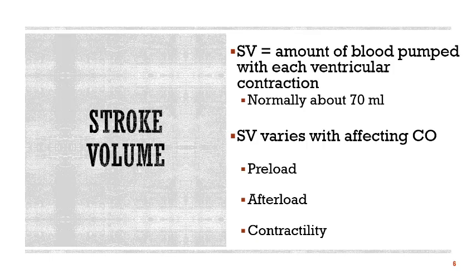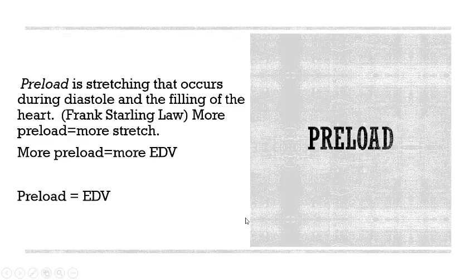Stroke volume is the second component. So we talked about the heart rate. The other component is stroke volume. This is the amount of blood that's pumped with each ventricular contraction. Again, the normal is about 70. So stroke volume is going to vary according to preload, afterload, and contractility. And we're going to define these coming up.